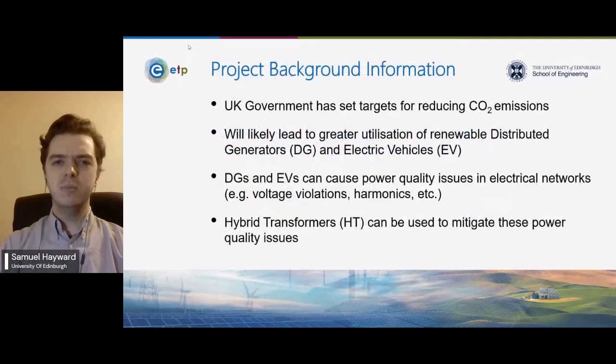So to start off with, I'll provide some background to the project. In order to help combat climate change, the UK government have set targets for reducing carbon emissions, and this will likely lead to an increase in the implementation of renewable distributed generators and electric vehicles within power systems.